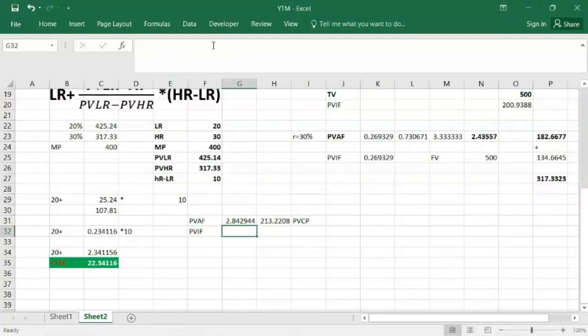The present value interest factor for the terminal value is calculated as 1 divided by (1 plus r), here 0.2234, to the power 5.